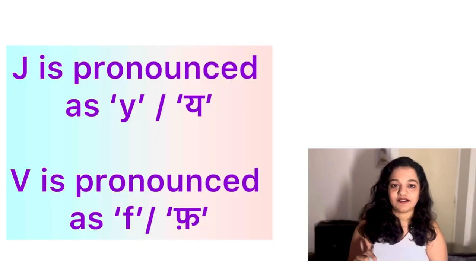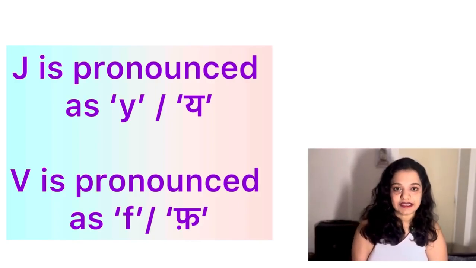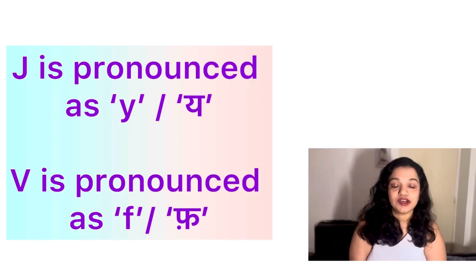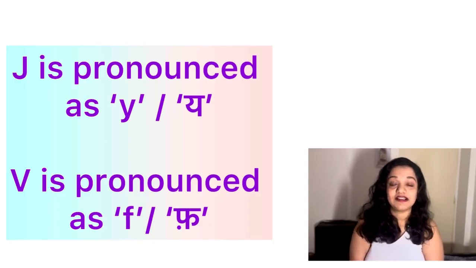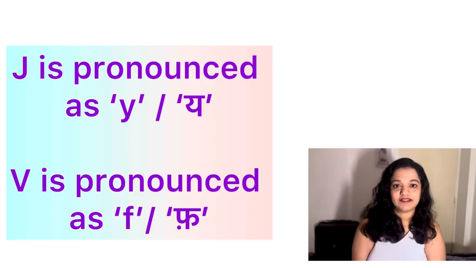There are 2 alphabets you always need to pay attention to. First is J. Whenever you see J, you have to pronounce it as Y. And whenever you see V, that is pronounced as F, Volkswagen. So J is Y and V is F. Japan is Japan. Similarly, it's Volkswagen. V stands for F, so Volkswagen.